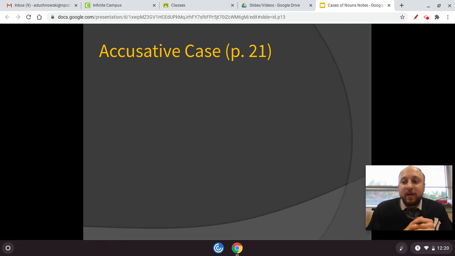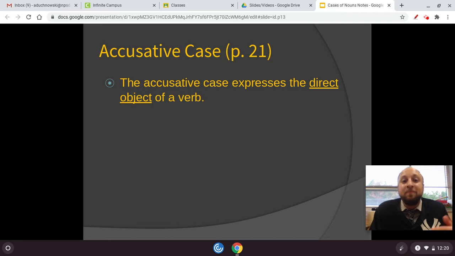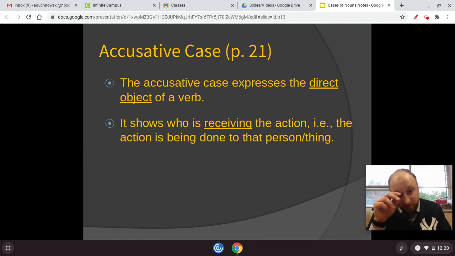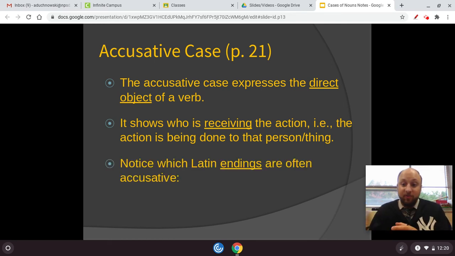But then we move on to a case that English doesn't have by this name. The accusative case is kind of like the objective case. The accusative case expresses the direct object of a verb. And again, if you're not up on your terms like subject and direct object, what direct object means is the person receiving the action. The action is happening to that person or thing. And so Latin has a different set of endings to express that the action is happening to someone.